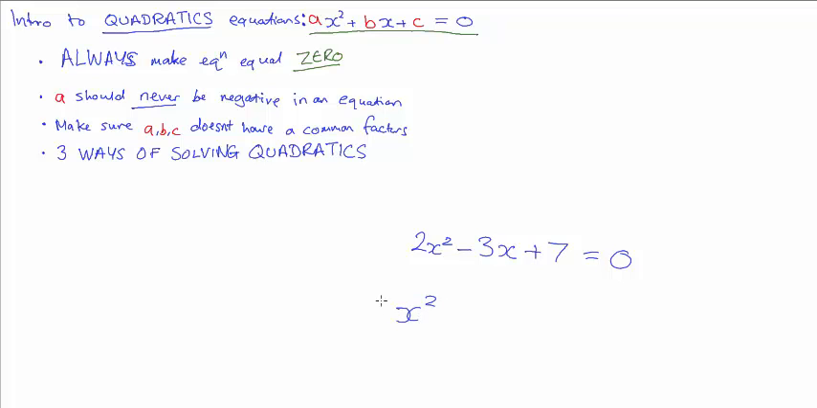x squared. That means there's one x squared. Plus 5x plus 4 equal to 0. Okay, so that's all a quadratic is.